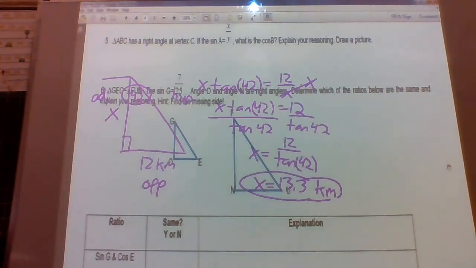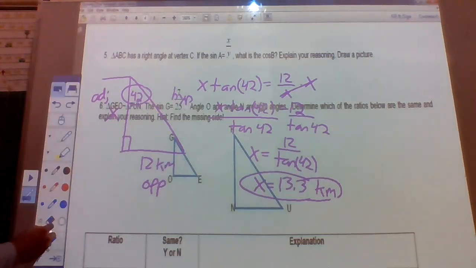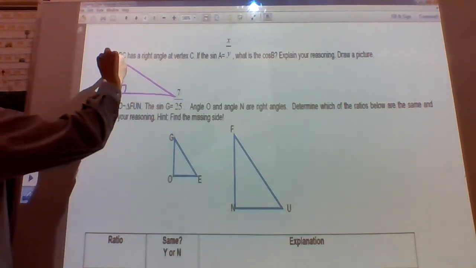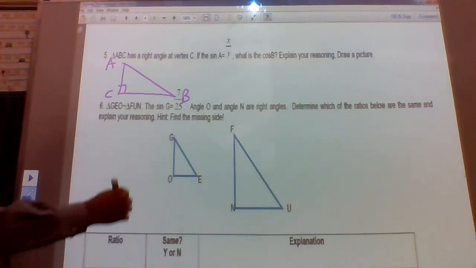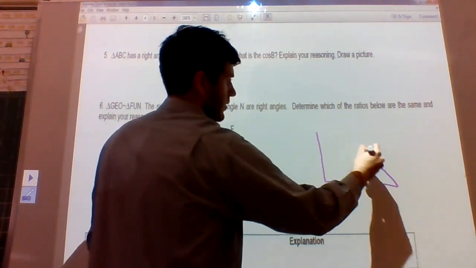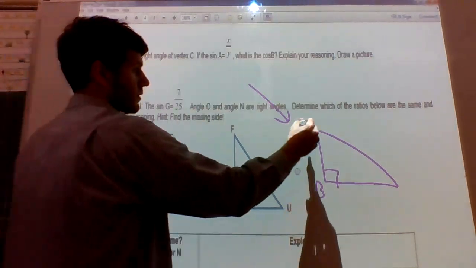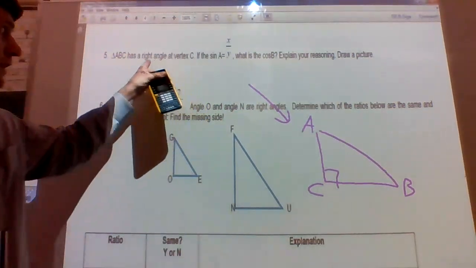Okay, triangle ABC has a right angle at vertex C. So C is our right angle. So A, B, C. The sine of A is x over y. Let's draw this a little different. I'm going to draw it down here. Okay, so this is B. So this is going to be A, B, C, vertex at C. So C is our right angle.